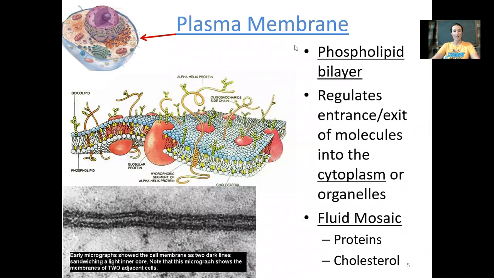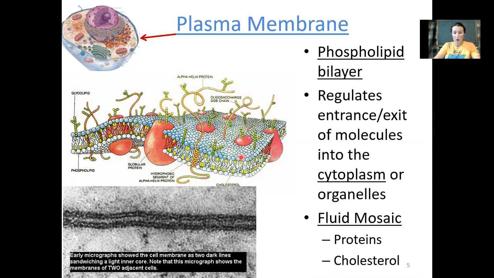Okay, example 1. Here is that same cell. The first structure that we're going to talk about isn't an organelle at all, but instead it is surrounding the entire cell and surrounding the organelles themselves. This is the plasma membrane, right? So this arrow is indicating where exactly on the cell this is located. As you learned about in our biochemistry lecture, the plasma membrane is made up of phospholipid bilayers.